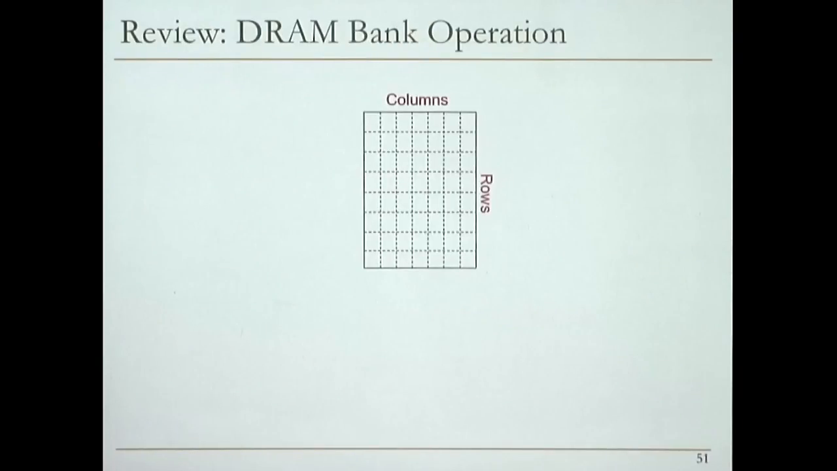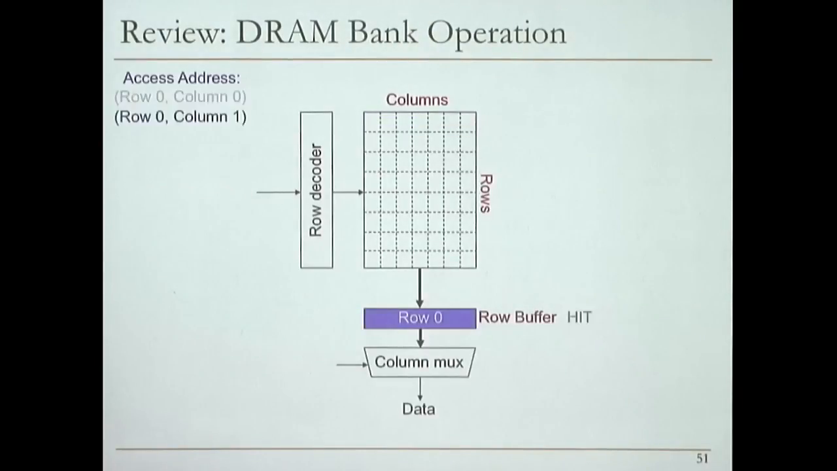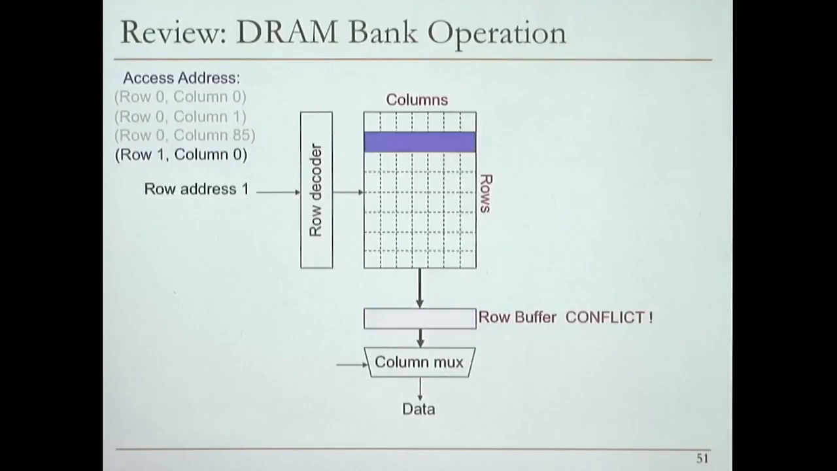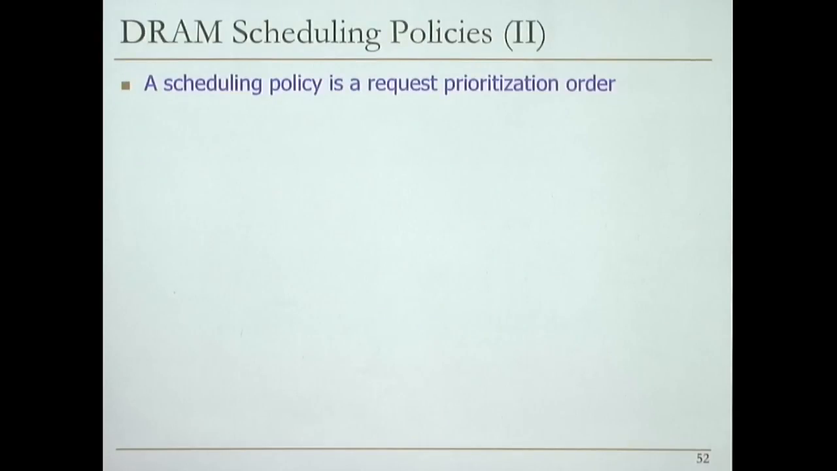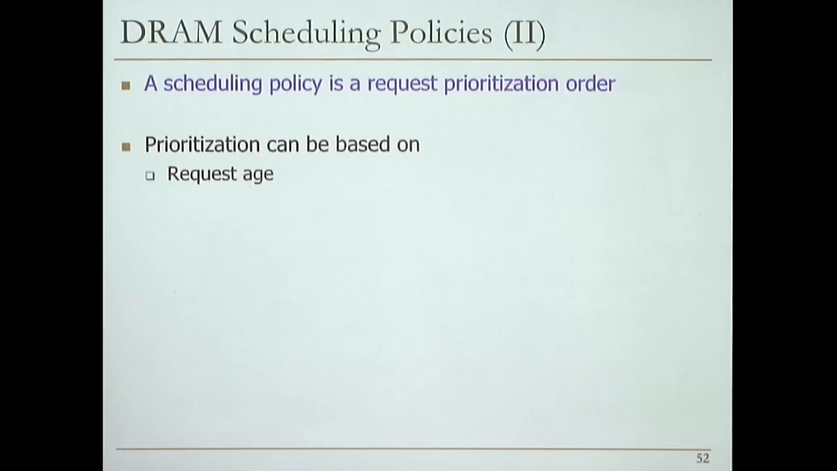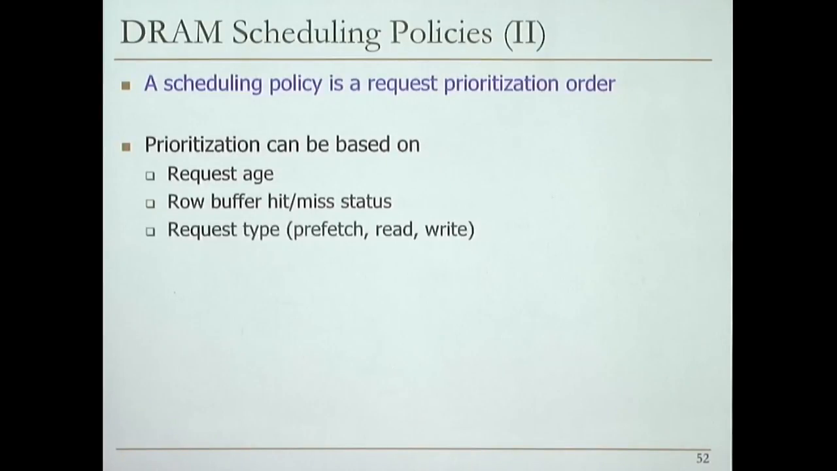And we've talked about the DRAM bank operation, so I'm going to skip this very quickly. You should know this. I just put this over here to remind you. OK. So a scheduling policy is really a prioritization order in the end, a request or command prioritization order. There could be many considerations over here. It could be based on request age, that's oldest first. But you could also incorporate request age in other things. Row buffer hit or miss status, request type: prefetch, read, write, evicted. Well, write in this case may be an evicted request, right?